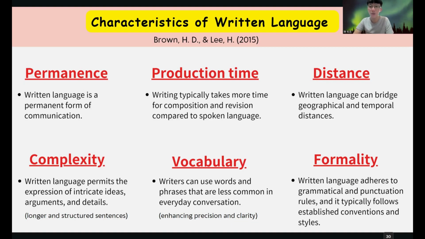And the next one is formality. For example, writing a blog is informal. However, writing emails is somewhat formal, right? And these six characteristics are shown from the research of Brown and Lee.